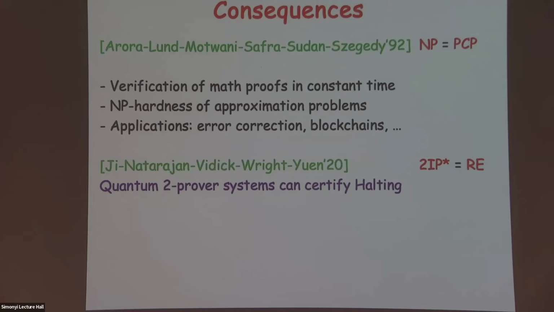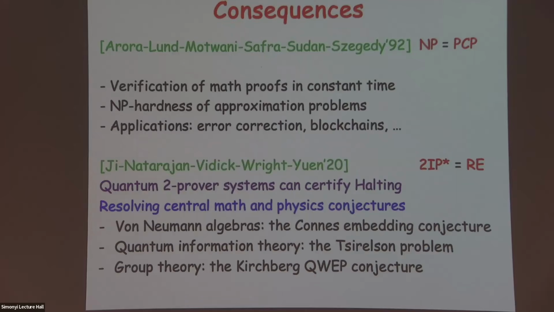What's the meaning of this? So this is a complexity theoretic game. But actually, in fact, it's not. It's way beyond the complexity theoretic game. So I'll tell you, and many of you know, this has fundamental consequences for math. This result has implications. It completely resolves central problems in math and theoretical physics. Some of them are here.